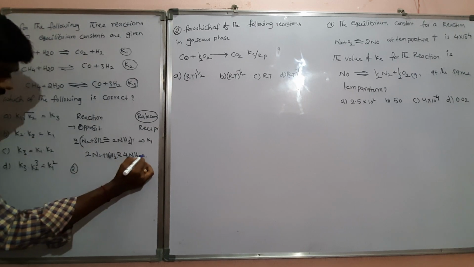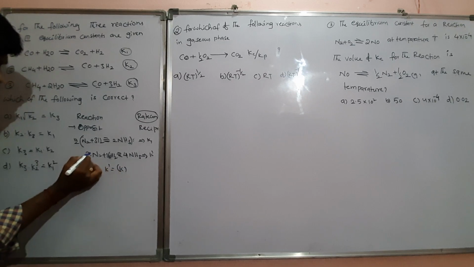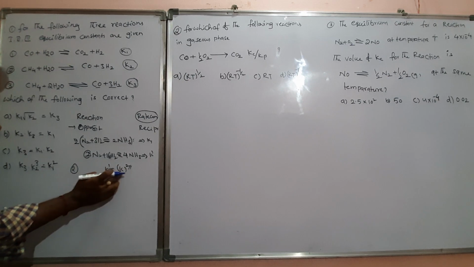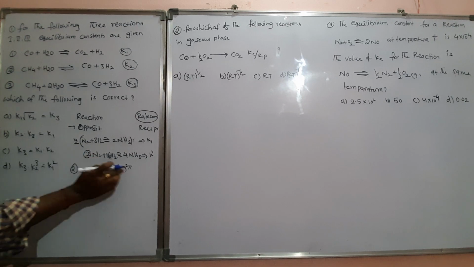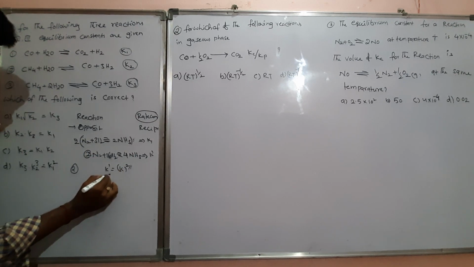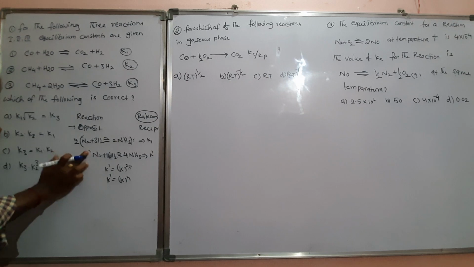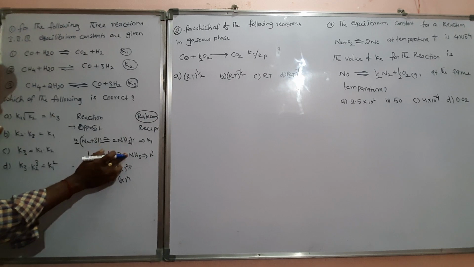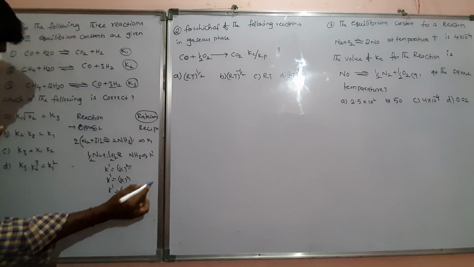For example, if it is K dash, then K dash is equal to K to the power of the number we are multiplying by. Whatever number you are multiplying by comes in the power of the equilibrium constant. So K dash is equal to K whole to the power of n. If I am multiplying with 1 by 2, or dividing by 2, in such case K dash is equal to K whole to the power of 1 by 2.